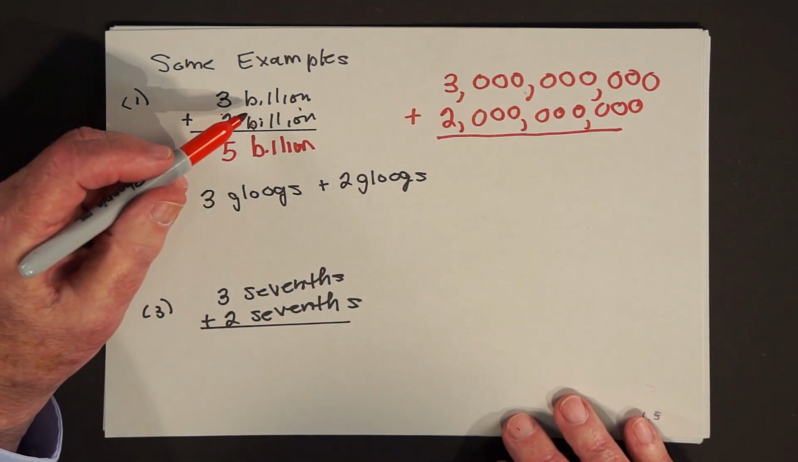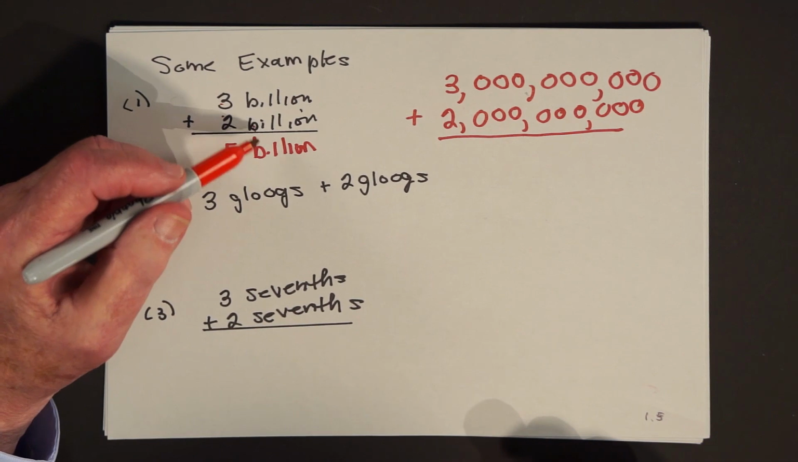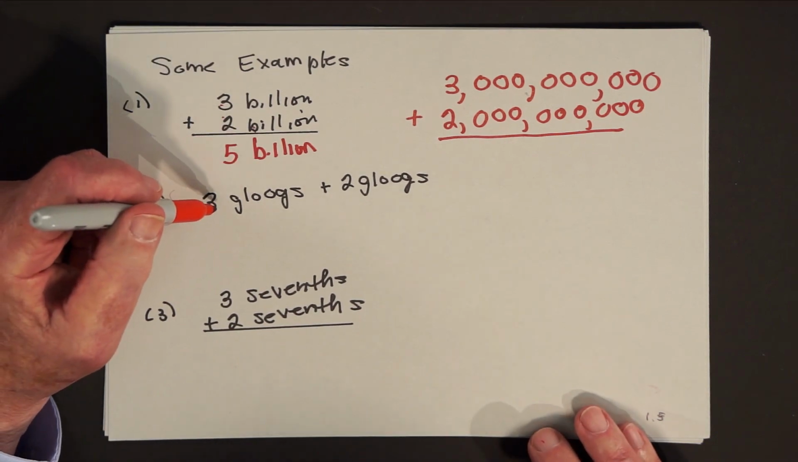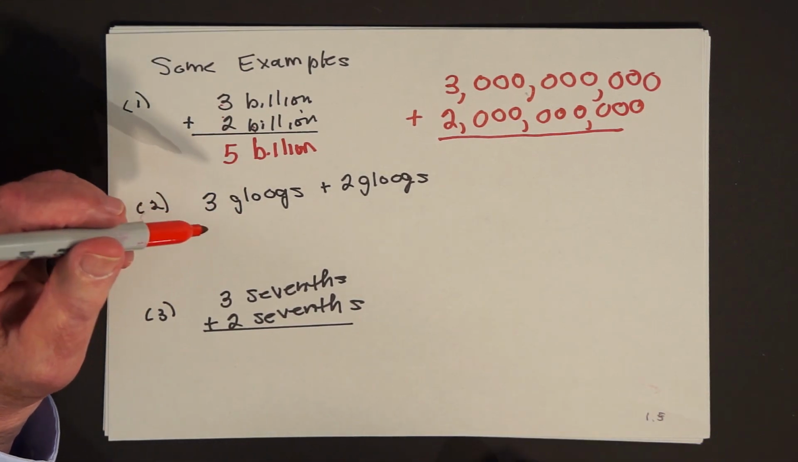Now, just in the same way that a youngster might not know what the word billion means, suppose I say to a student, how much is 3 glugs plus 2 glugs? Student says, I don't know what a glug is.